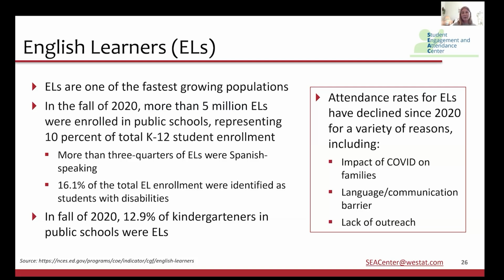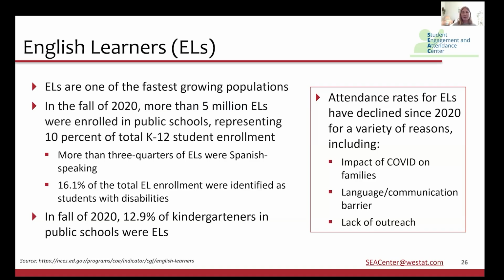There's also a significant overlap between the EL population and students with disabilities. 16.1% of the total EL enrollment were identified as students with disabilities. In comparison, students with disabilities made up 14.5% of total public school enrollment in the 2020-2021 school year. To put this in the kindergarten and early grades perspective, also in fall of 2020, 12.9% of public school kindergartners were English learners, higher than the 10% that English learners make up of the total student enrollment.